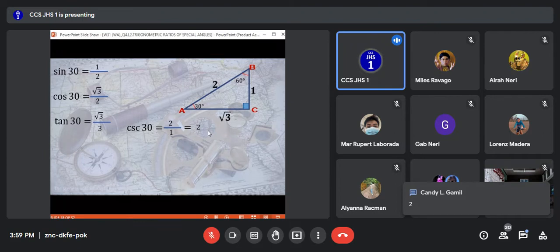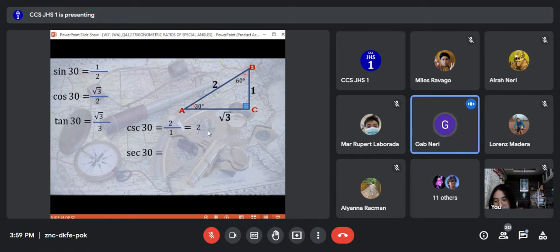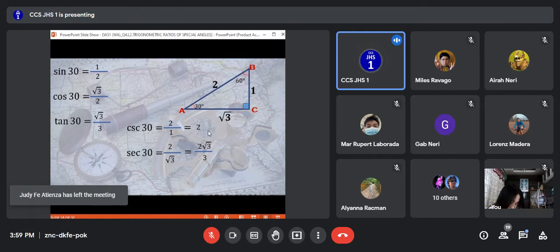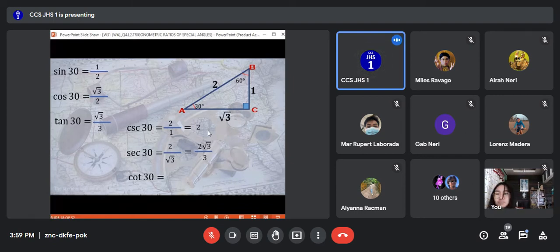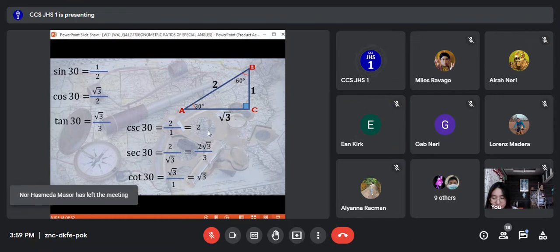Okay, 2. Next, what is secant 30? 2 square root of 3 over 3. Very good. You have to rationalize. To find the value in the calculator, that will be 1 over cosine 30. And then cotangent 30? Square root of 3.